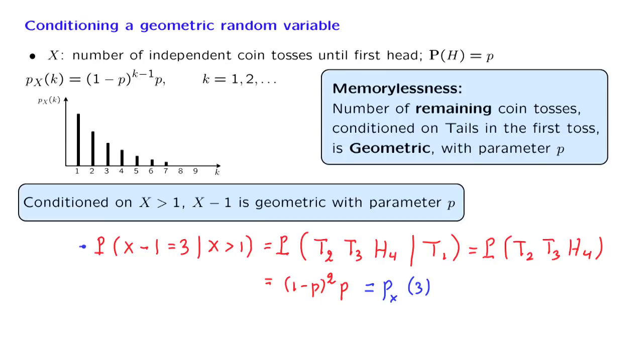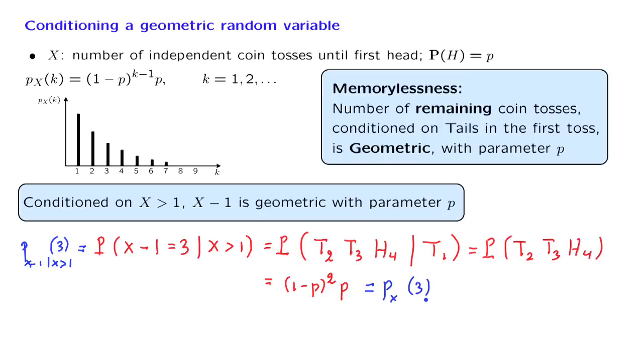Here, what have we calculated? We have calculated the PMF of the random variable x minus 1 in a conditional universe where x is larger than 1, and we evaluated it for a value of 3. The probability that our random variable x minus 1 takes the value of 3. So what we have shown is that this conditional PMF is the same as the unconditional PMF.